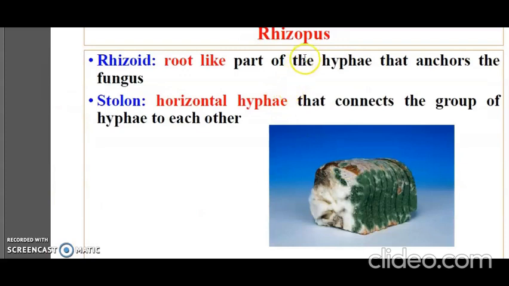And the next one is Rhizopus. It is commonly known as the bread mold. It consists of a rhizoid, a root-like part of the hyphae that anchors the fungus, and also consists of a stolon, a horizontal hypha that connects the groups of hyphae to each other.